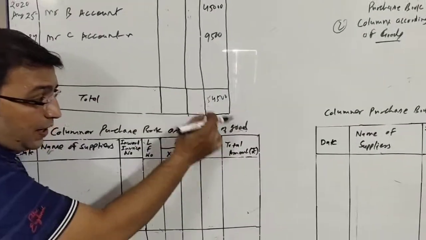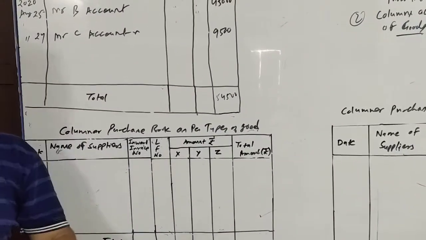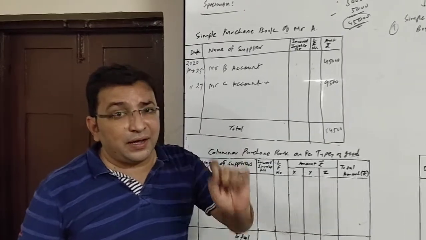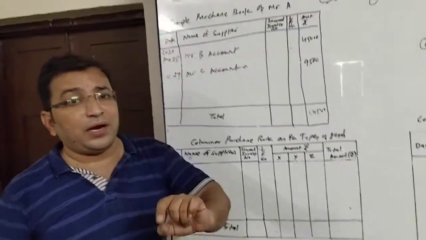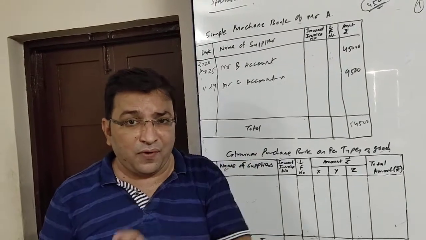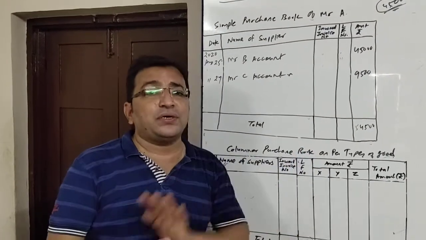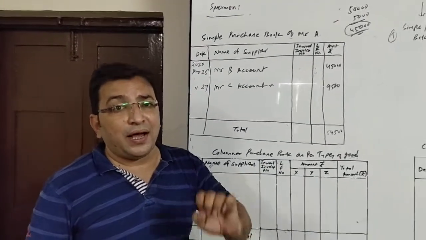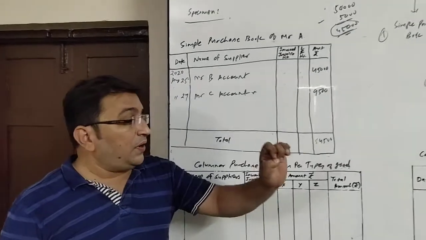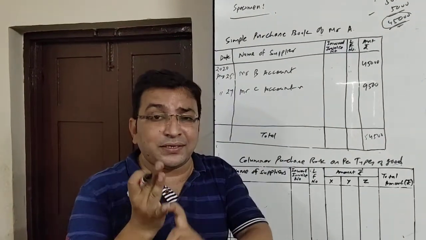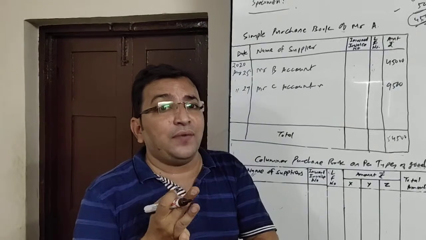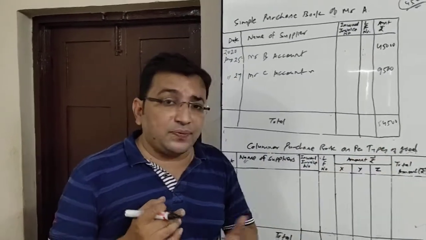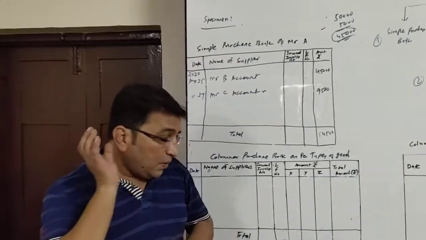This columnar type of goods is maintained when the trader is dealing in more than one product. When the trader is dealing in more than one product and he wants to keep a separate record of all such products, then he will make the purchase book according to that. Say for example, a ready-made garment shop owner is selling pant, shirt, and t-shirts, and he wants to keep a separate record of all 3 things. So he will make the purchase book according to types of goods.